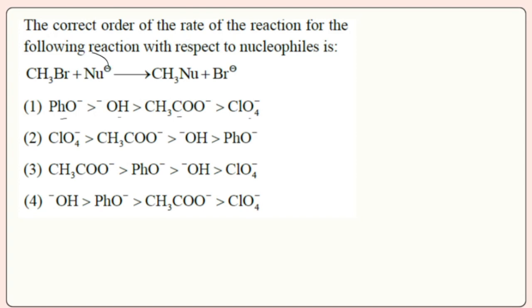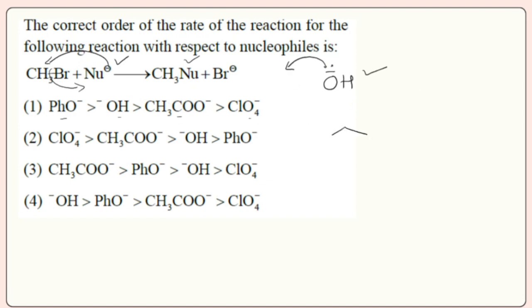bromomethane. So that means what? The nucleophile attacks the electrophilic carbon and bromine leaves the molecule to form the product. So whichever is the better nucleophile, the order of reactivity for that reaction will be higher. So how do you know the order of nucleophilicity? When the electrons are localized on one atom and it easily donates the electrons to the electrophilic carbon, then we consider it as a better nucleophile.